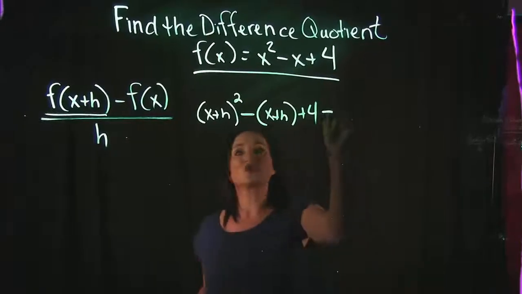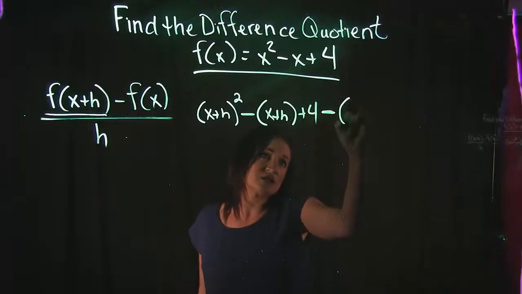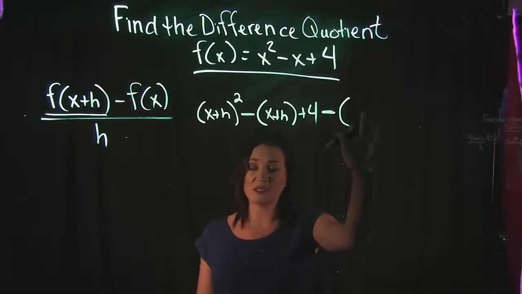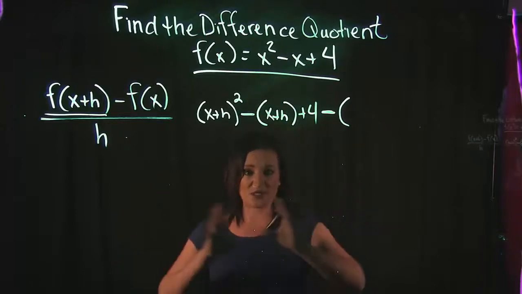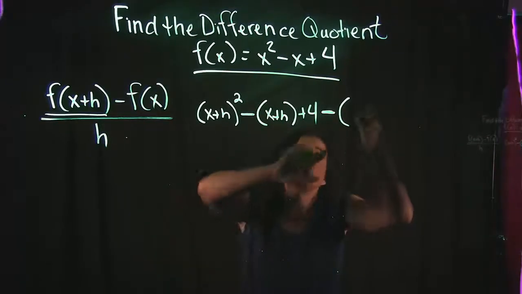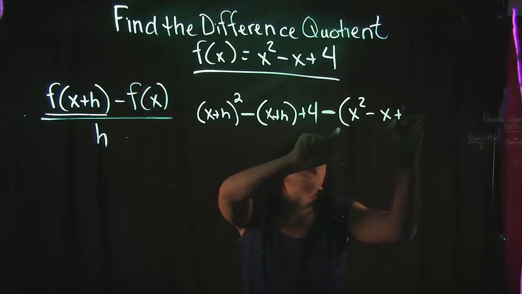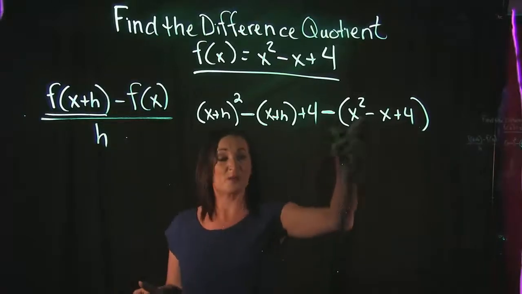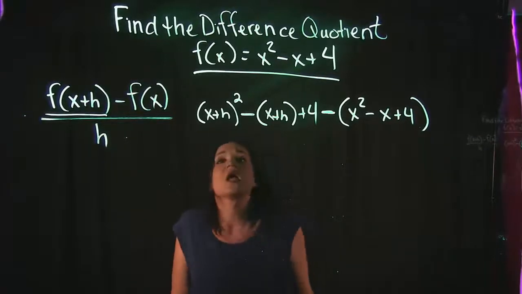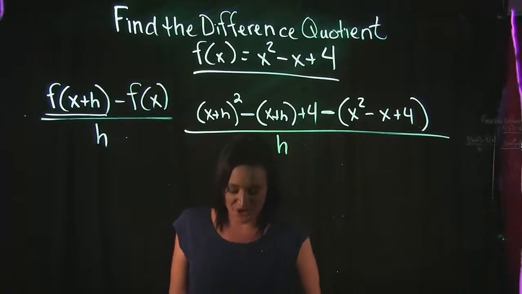And then we're going to subtract f of x from it. When you subtract, make sure that you put parentheses around all of f of x, because we're not just subtracting the first term, we're subtracting the entire equation. So we're subtracting all of x squared minus x plus 4, the whole thing. That's important because we need to remember to distribute that minus sign. And this entire thing is all going to be divided by h.